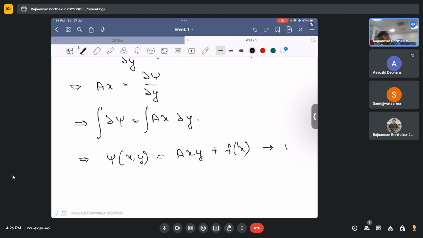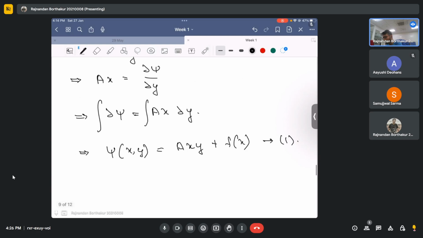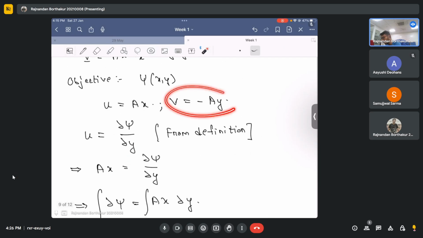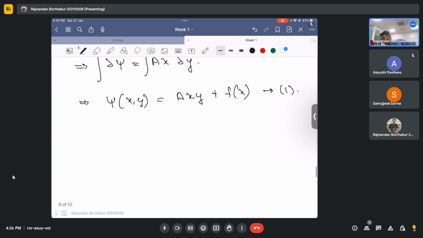However, this is not enough. We require the stream function psi as a function of x and y, but we don't know what this f of x is. In order to evaluate f of x, we will use the other bit of information, which is the v component of velocity. From the definition of stream function again, v is nothing but minus del psi by del x.